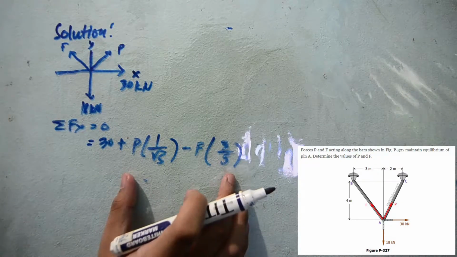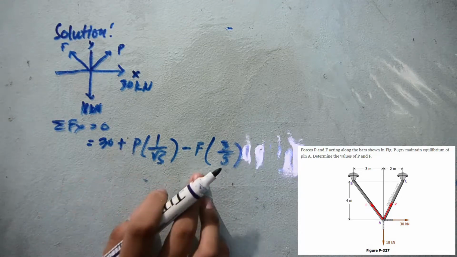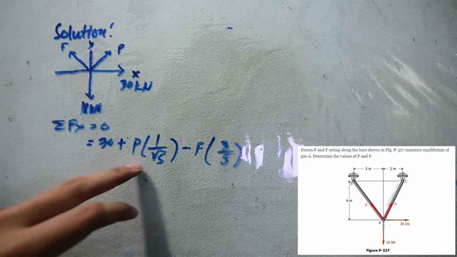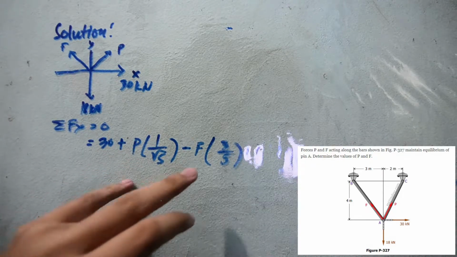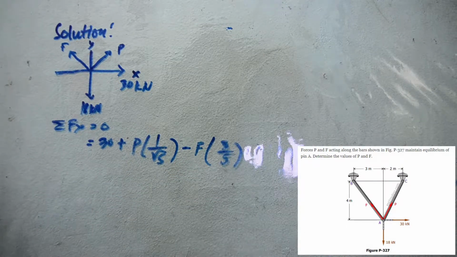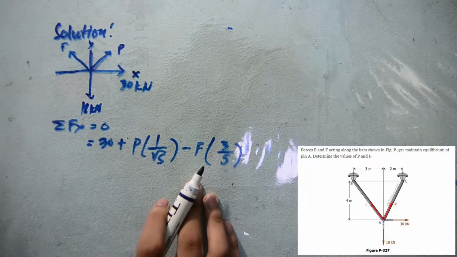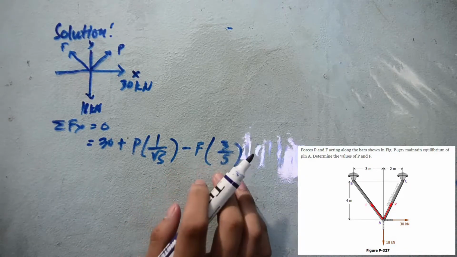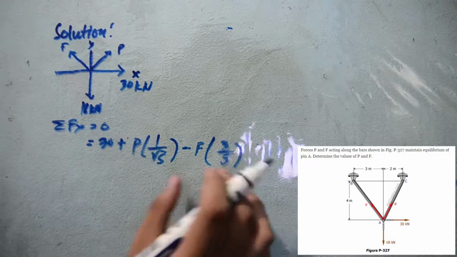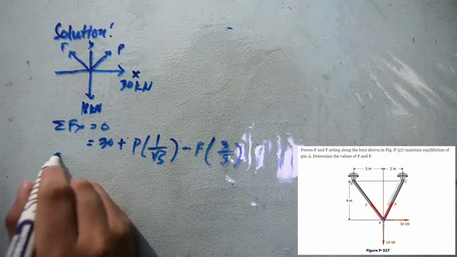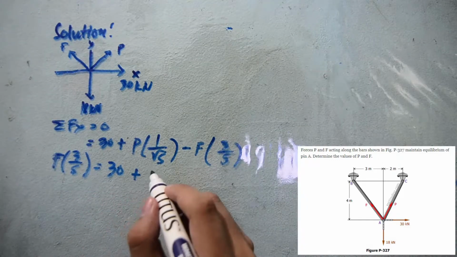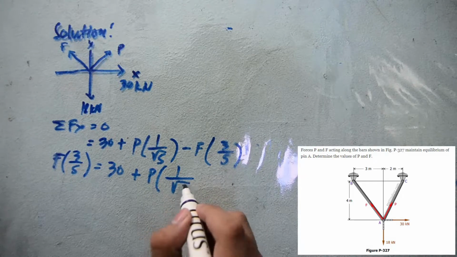So since, as we observe in our equation, there are two missing forces, so let's just transpose either of these missing values and find it and create another equation just like this. So I'm going to want to factor out the f in the equation and transpose it to the left side. So I want to transpose f 3 over 5. F 3 over 5 is equal to 30 plus p 1 over square root of 5.